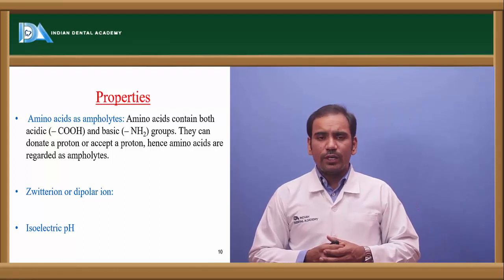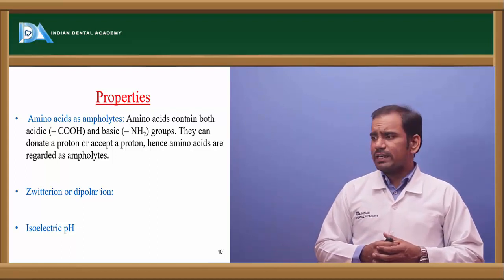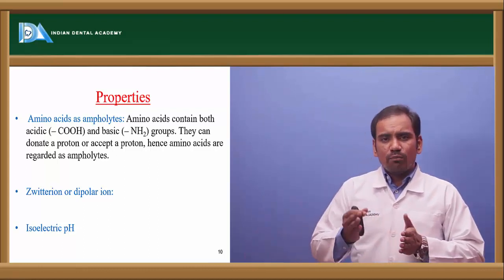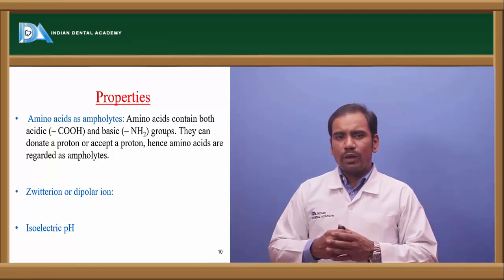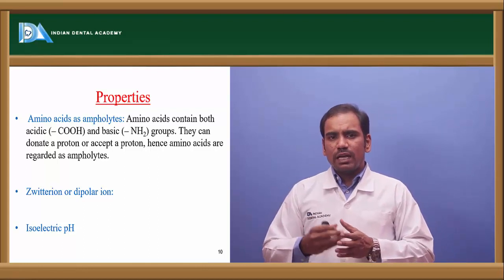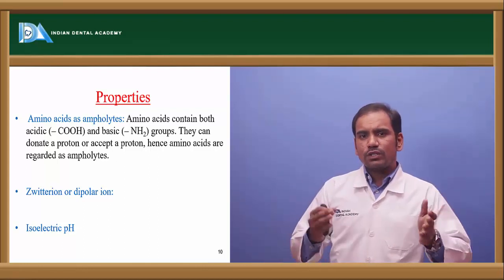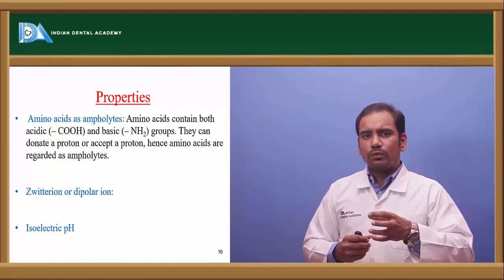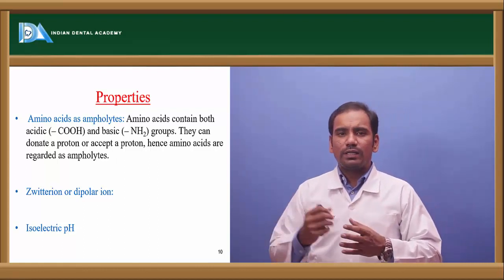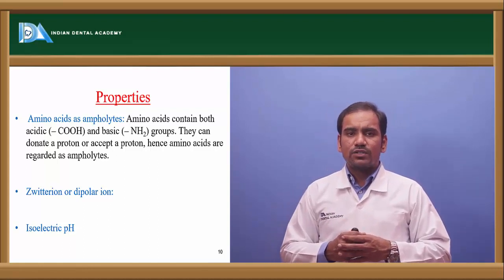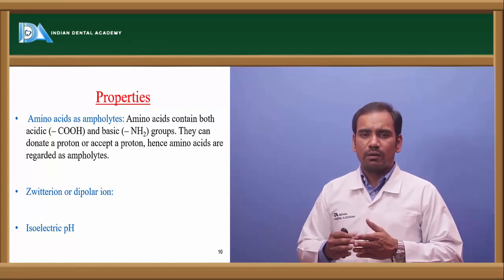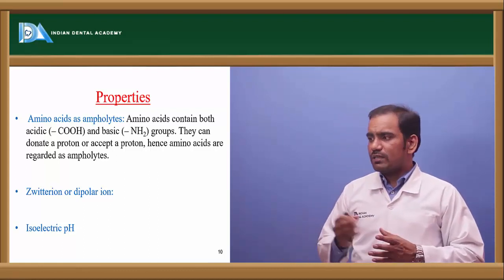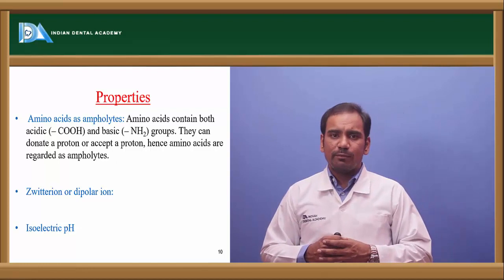Right? And coming to another property is Zwitter ion or dipolar ion. As they contain both amino group and carboxyl group, at a particular pH, the amino acid carries both positive charge and negative charge. When they carry both positive and negative charge, we call that type of molecule a Zwitter ion or dipolar ion, because it has both the charges. So that is the meaning of Zwitter ion or dipolar ion.